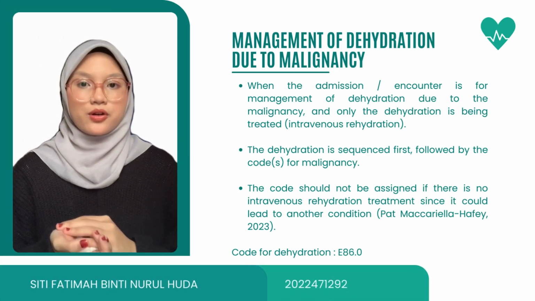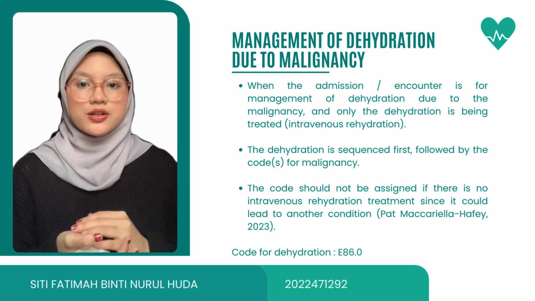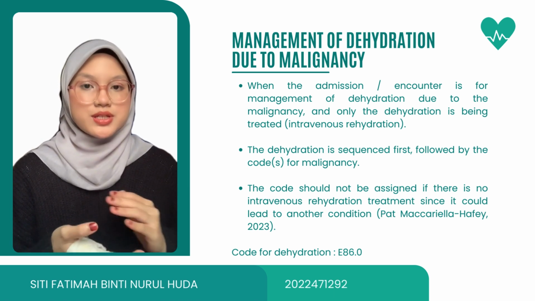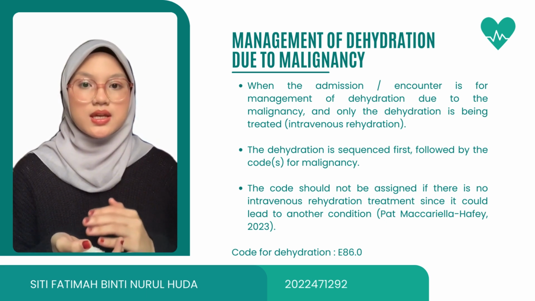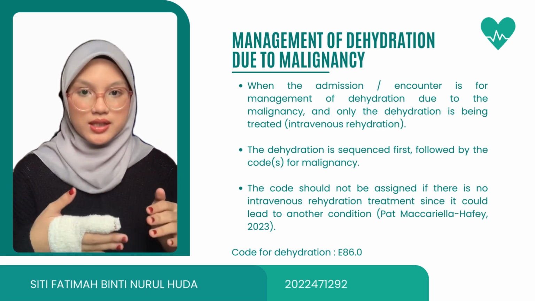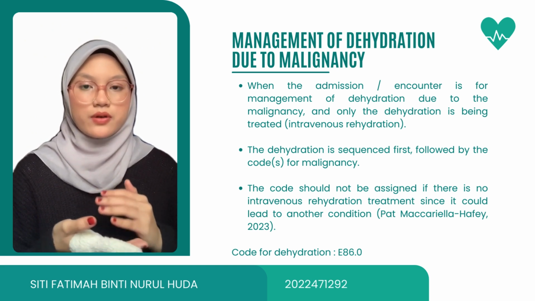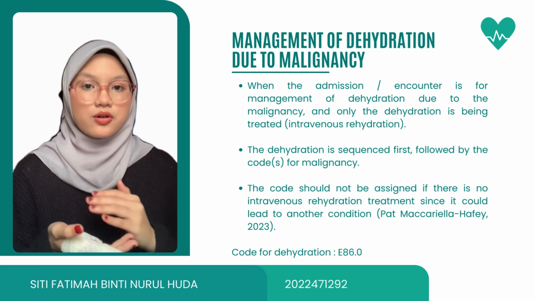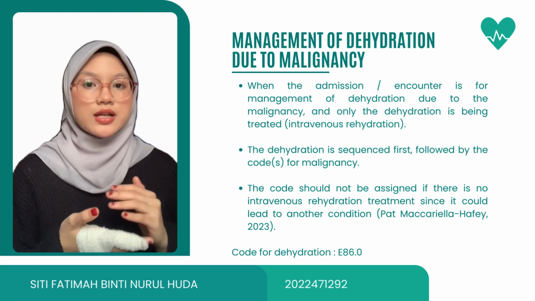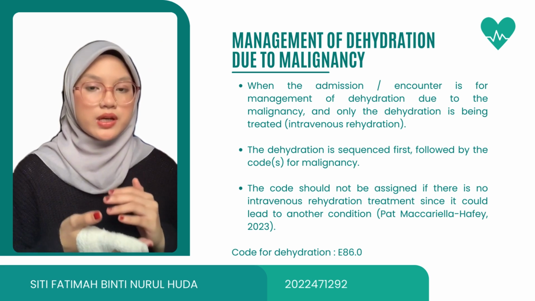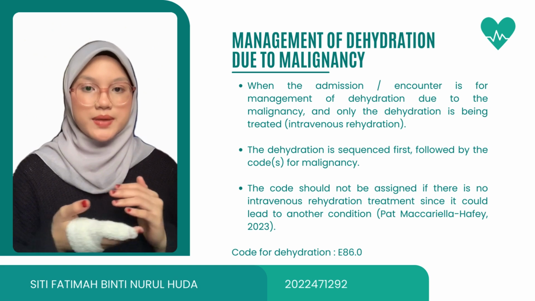The third guideline for coding and sequencing of complications is management of dehydration due to the malignancy. When the admission or encounter is for management of dehydration due to the malignancy and only the dehydration is being treated, the dehydration is sequenced first, followed by the codes for the malignancy. However, the code can only be assigned if the patient is treated by intravenous rehydration, since if no IV is given, it could lead to another condition in which another code should be assigned to the patient.